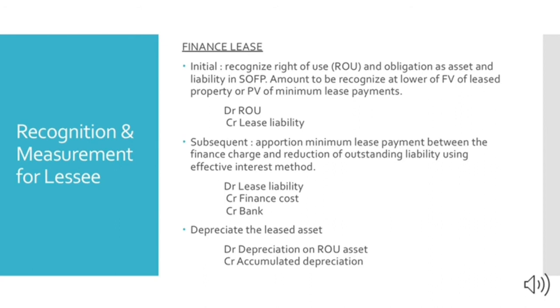Then upon the lease payment, lessee should apportion minimum lease payment between the finance charge and reduction of outstanding liability using effective interest method. So the recording would be debit lease liability, credit finance cost and credit bank. And the lessee also needs to depreciate the lease asset. So we debit depreciation on right of use of asset and credit accumulated depreciation.